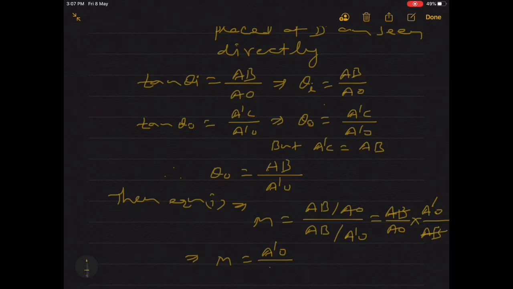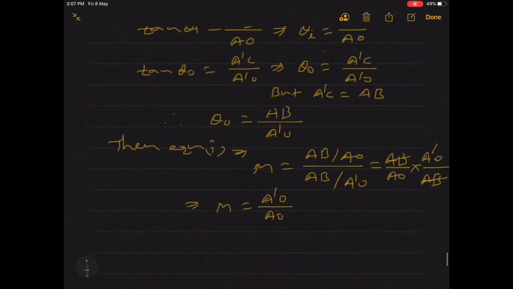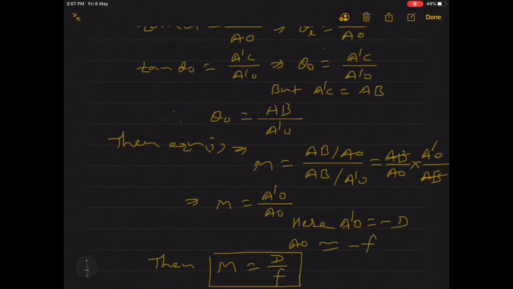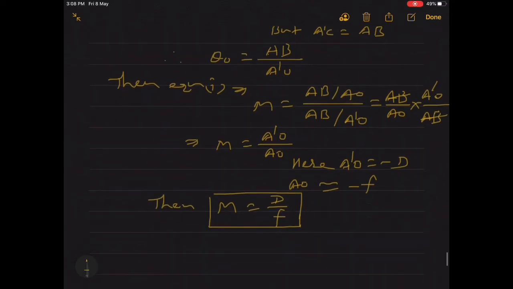So m is equal to A dash O upon AO. You can see A dash O is equal to minus D, and AO is approximately minus F. Then m is equal to D upon F. So this is the formula for angular magnification of a simple microscope when the object is placed such that the image is formed at infinity.